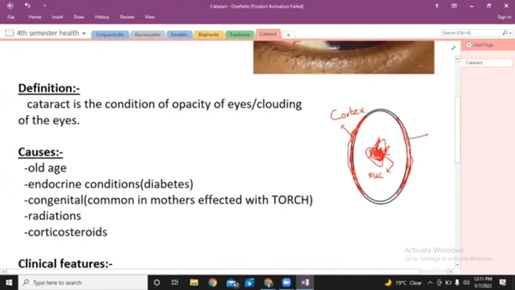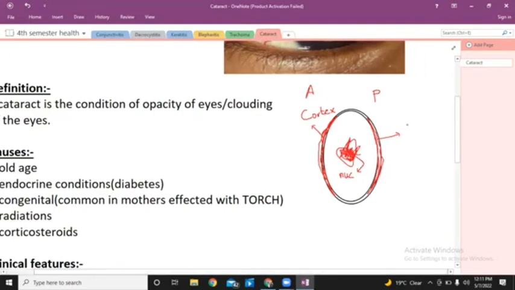Okay, this will be the posterior part. Let me write it over here. This will be the posterior part, and this will be the anterior part. So if the posterior part of the lens is affected, we will call it posterior subcapsular cataract. Okay, so these are all the three types.